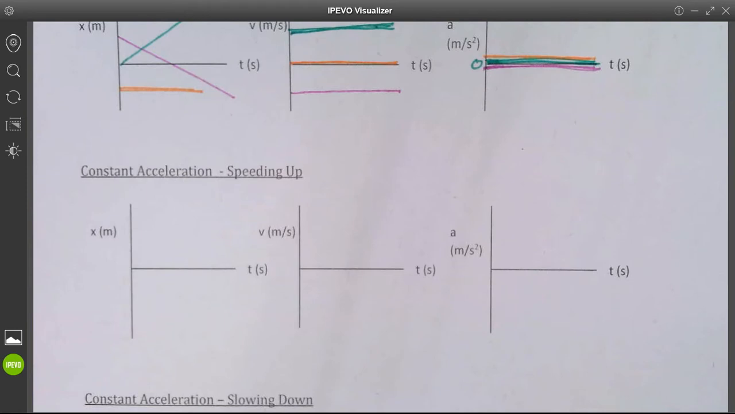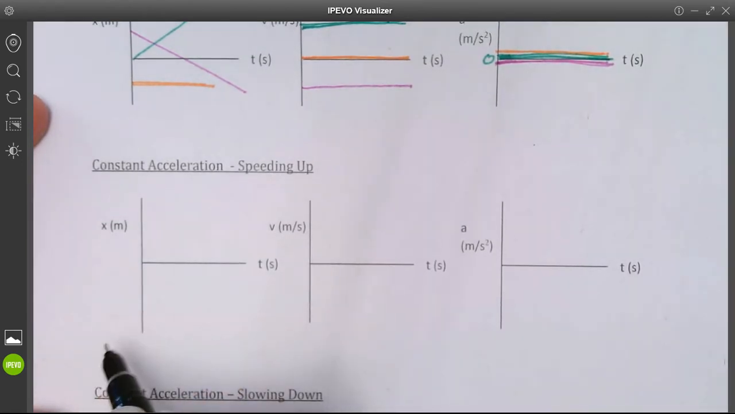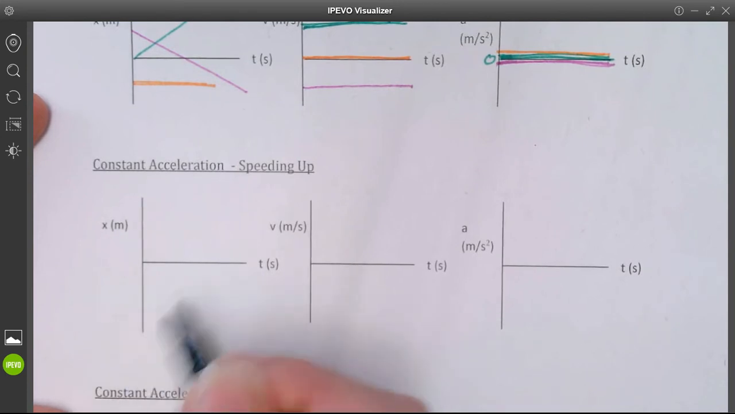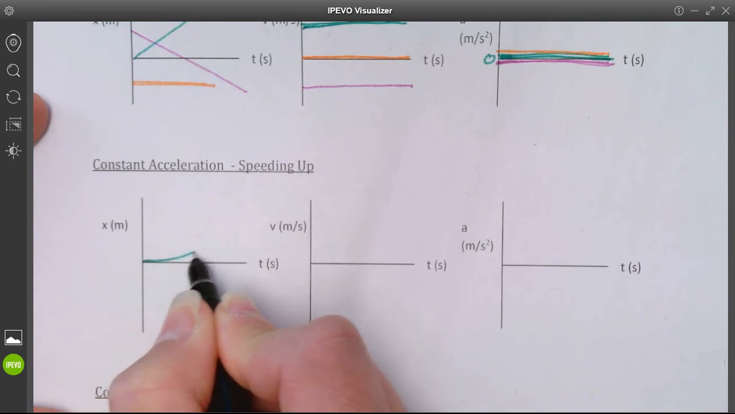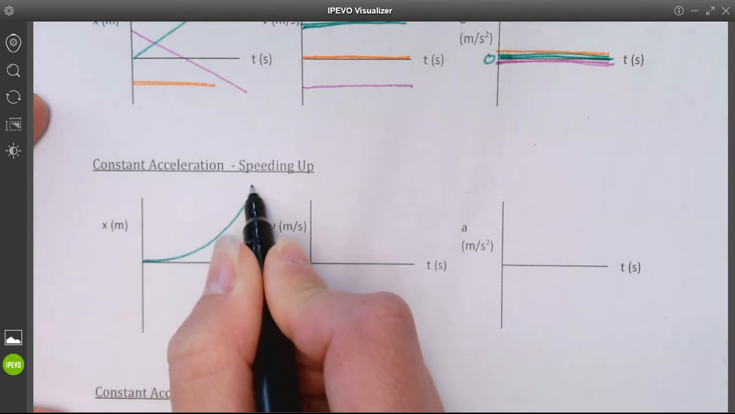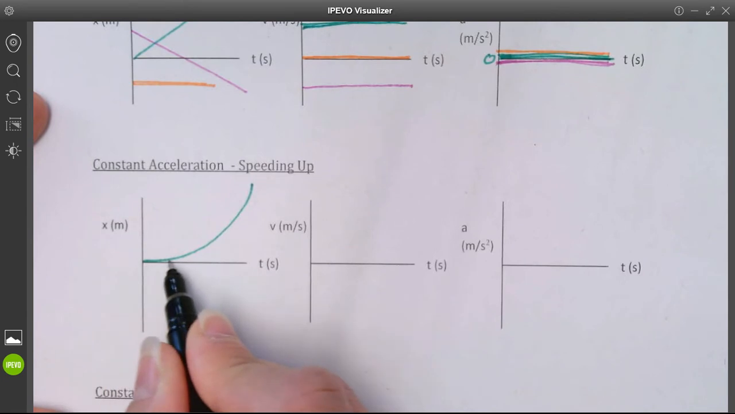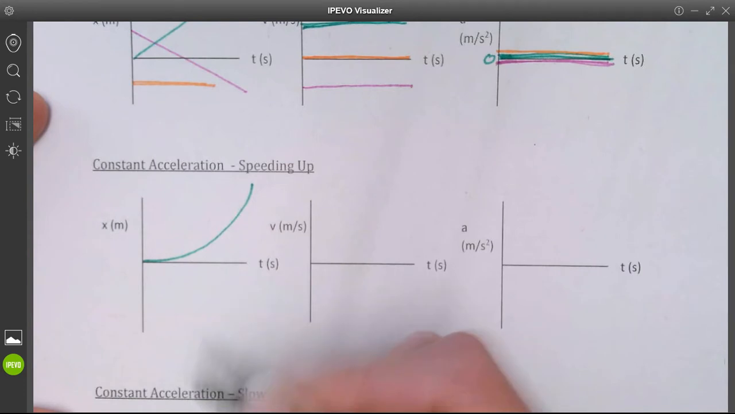So next, let's take a look at a set of graphs if we have constant acceleration where our object is speeding up. So if our object is speeding up, then the position does not change consistently over each time interval. So if it's speeding up, we're going to cover less distance at first and then more distance as time goes on. So we're going to see a parabola that starts off pretty shallow and gets steeper. And so what we see happening here is the slope of this line is getting steeper. That means the velocity is increasing.